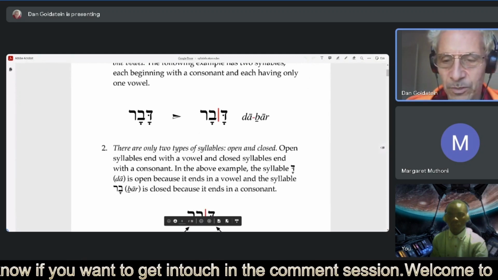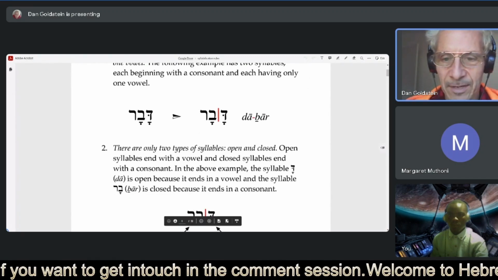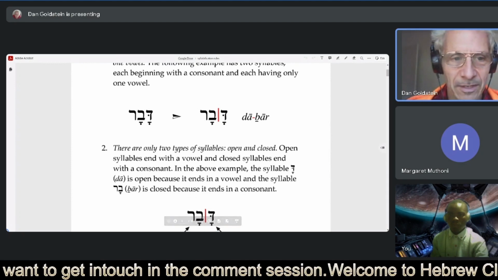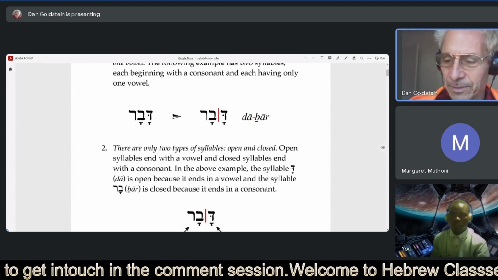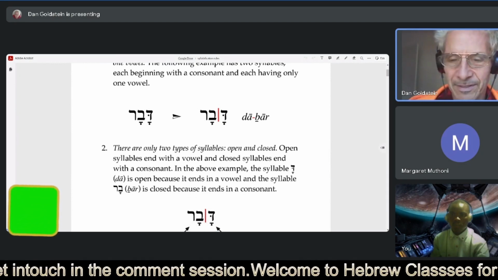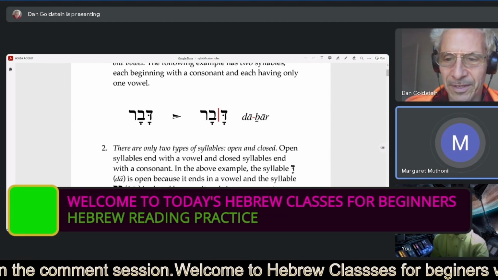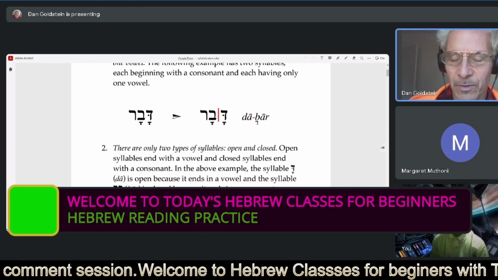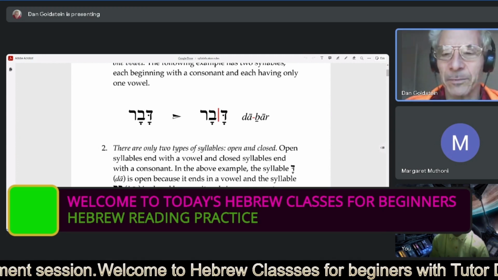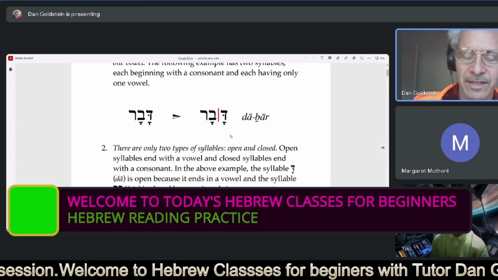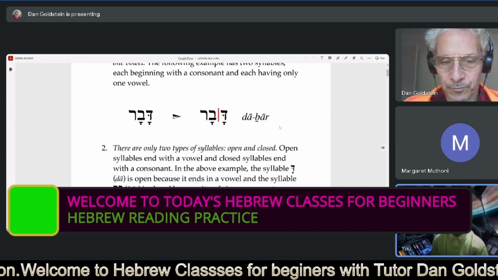We have in front of us the word davar. Can you see that, Margaret? The word davar. Am I sharing properly? Yes. Okay. It looks like dabar because of the way they are transliterating, but we know this is a vet and it's davar.